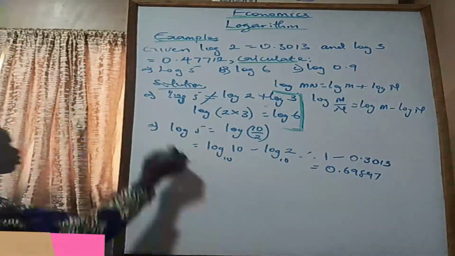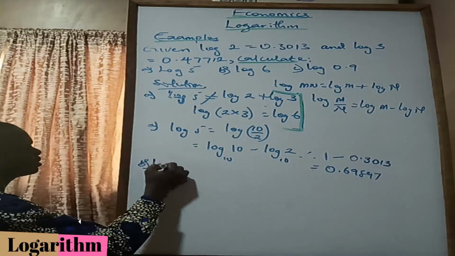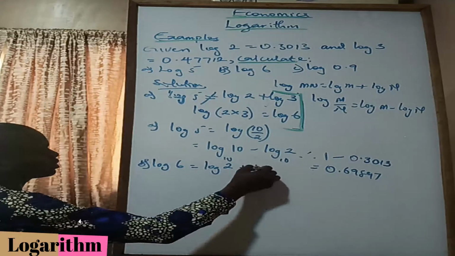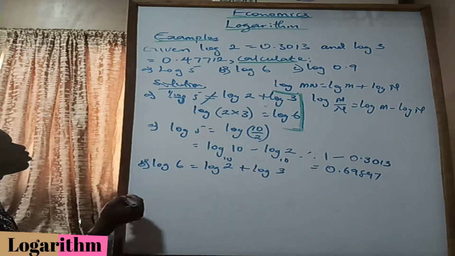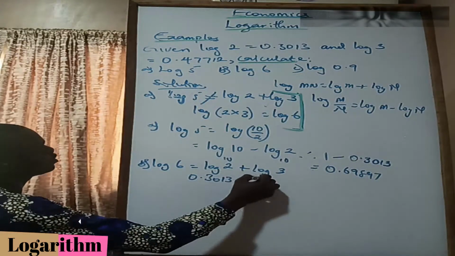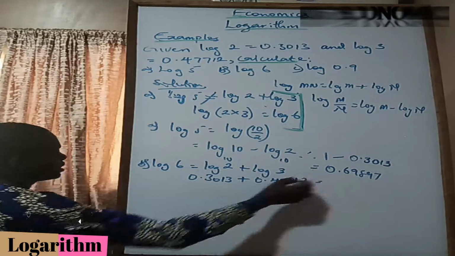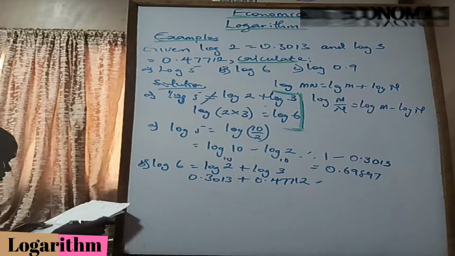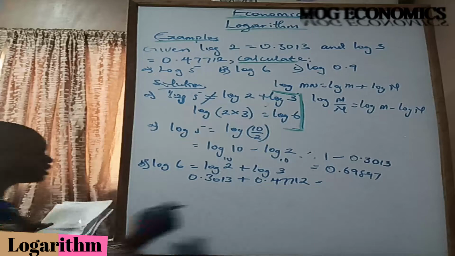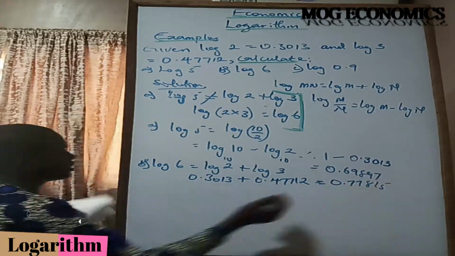Alright, so for B, which was the first one that we wrote, to get our log 6. Log 6 is basically equal to log 2 plus log 3. So what's log 2? 0.3010. Then we're given log 3 as 0.47712. And that's going to give us 0.77815. And with that, you're done.